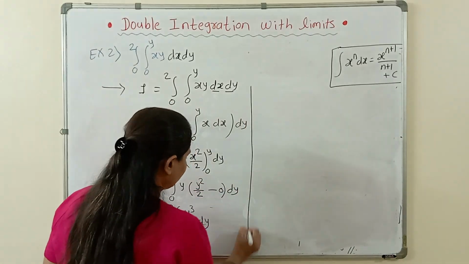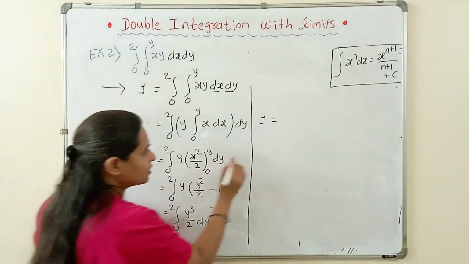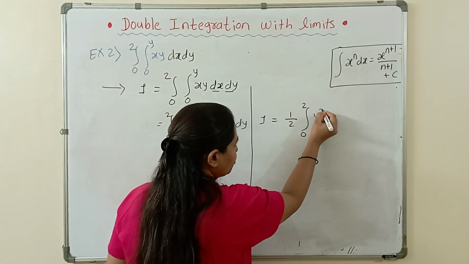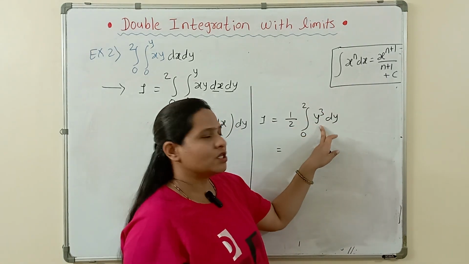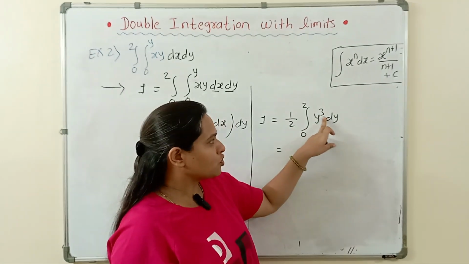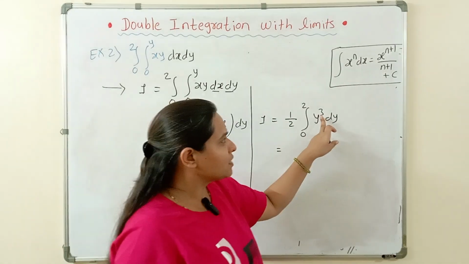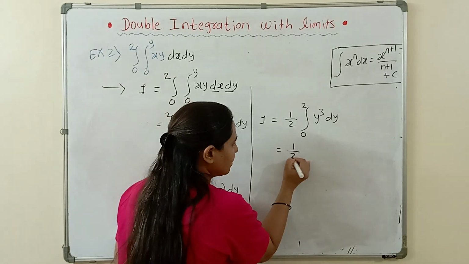I will continue over here. So I will be equal to what? So this 1/2 I can take outside of the integration. 1/2, the remaining is integration from 0 to 2 y cube dy. Now try to apply the same formula over here. Just the variable is changed. Okay. So now here the value of n is what? 3. What is the value of n here? 3. Put n is equal to 3 in the same formula. So using the same formula, the answer will be what then?